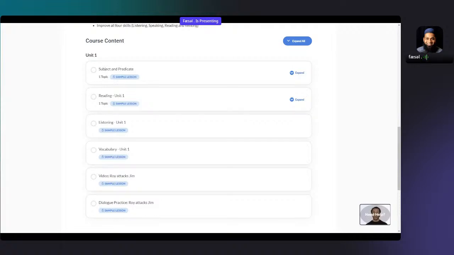This is what you need to do in order to improve your reading, your listening, your vocabulary, your pronunciation, your accent.